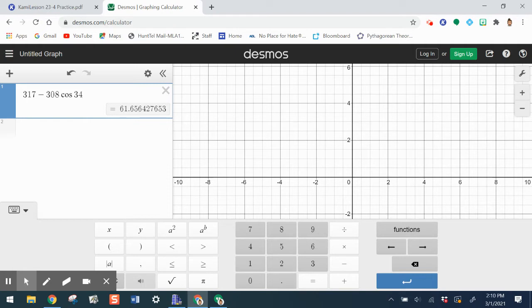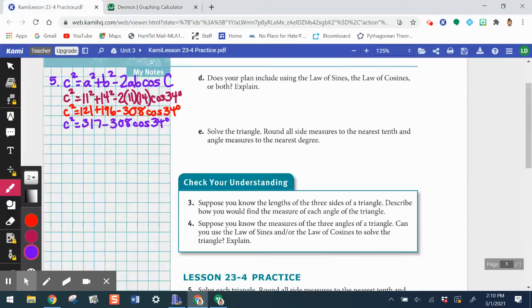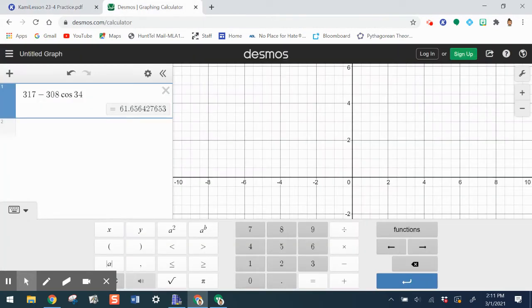And we get 61.656. Now, this is what c squared is equal to. So we still have to take the square root to find the actual value of c. So we're going to give a couple decimals here, just a little breathing room. So 61.6564.